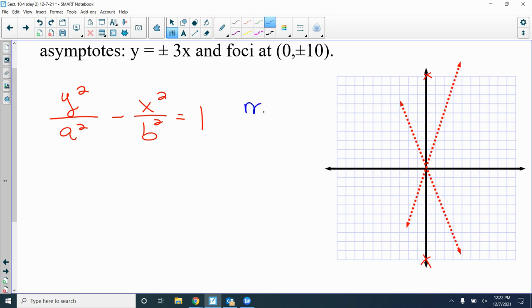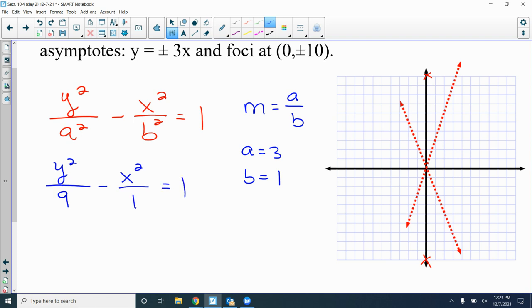Now here is your first instinct. Since the slope is 3 here, your first instinct is to say that a equals 3 and b equals 1. Don't write this down. And you want to say y squared over 9 minus x squared over 1 equals 1. Nine out of 10, you're going to do that. Can anybody tell me why that's wrong or show me why that's wrong?